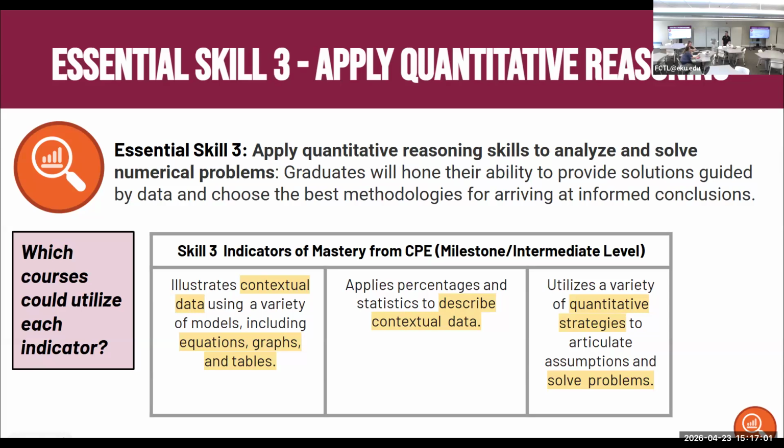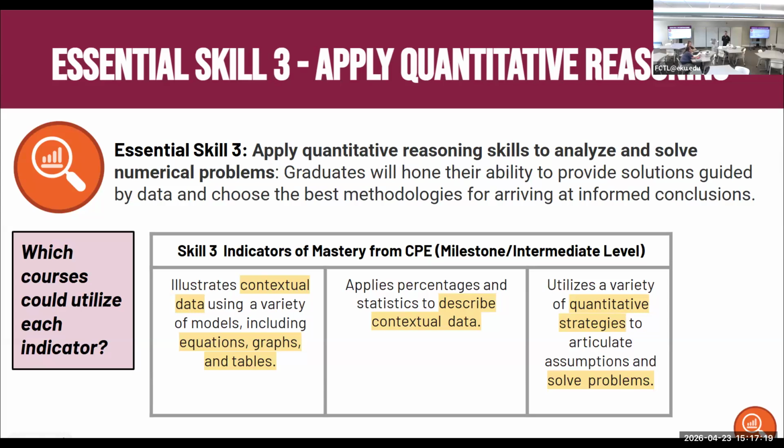Again, long-winded. But to me, that would also fit the last one here too, because like I said, they could also do a confidence interval or a hypothesis test. And again, to articulate assumptions and solve the problem, you're doing a lot more.